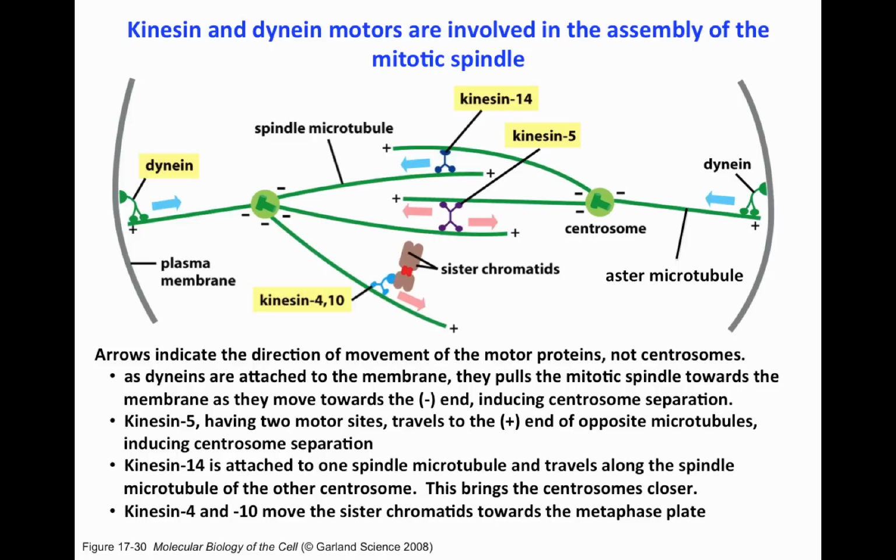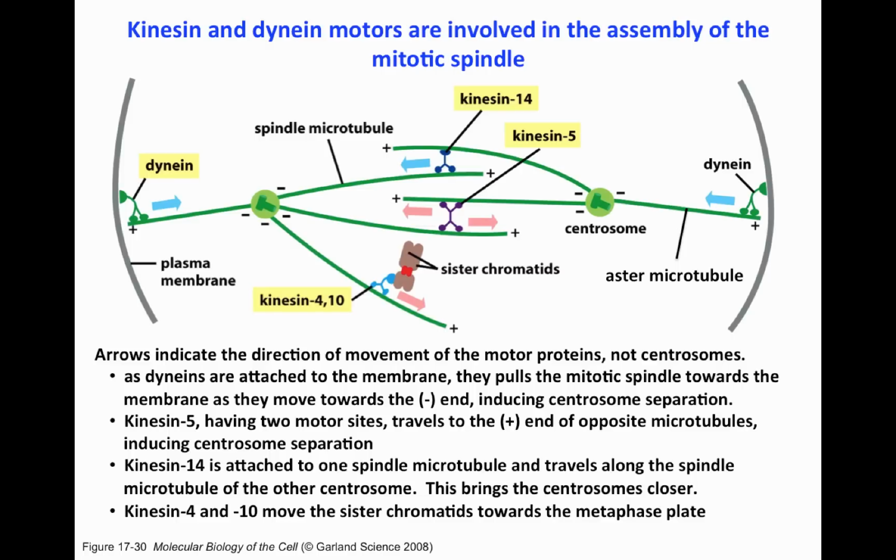On the other hand, in the spindle microtubules that are in the interspindle zone, you have kinesin 5 motors. Kinesin 5 motors have two active sites, and therefore they can bind microtubules that are coming from the left centrosome and from the right centrosome. Since they're pulling towards the positive end, what you have in effect is a separation of the centrosomes from one another. So kinesin 5 is able to push the centrosomes away from one another.